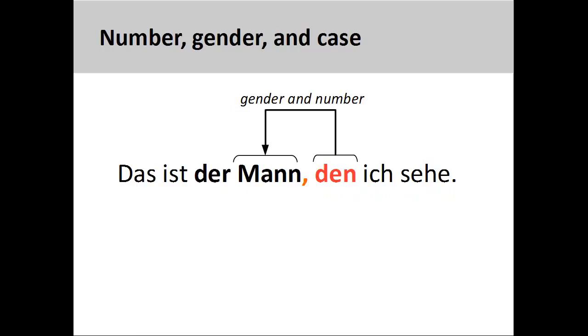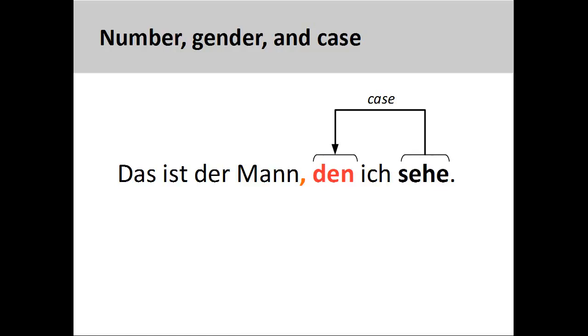In German, the relative pronoun introducing the relative clause is influenced by two things. First, the gender and number of the pronoun is influenced by the antecedent in the main clause. In the sentence you see on the screen, "Das ist der Mann, den ich sehe," that is the man whom I see, the relative pronoun den refers back to the antecedent, der Mann, in the main clause, and agrees with this noun in both gender and number. That is to say, the relative pronoun is both masculine and singular.